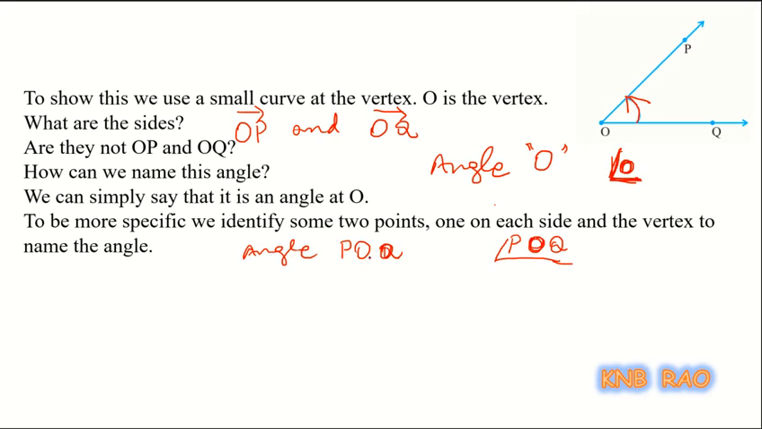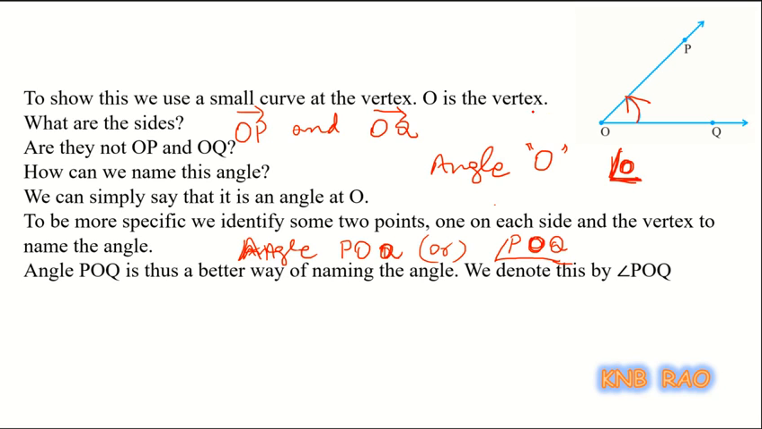Angle at O is written, using three letter notation, as angle POQ, symbolically represented like this. So it is a more specific way of telling an angle. Angle POQ is thus a better way of naming the angle, and we denote it like this.